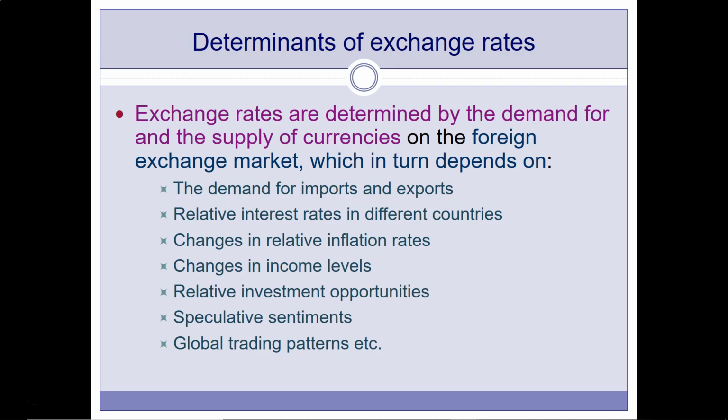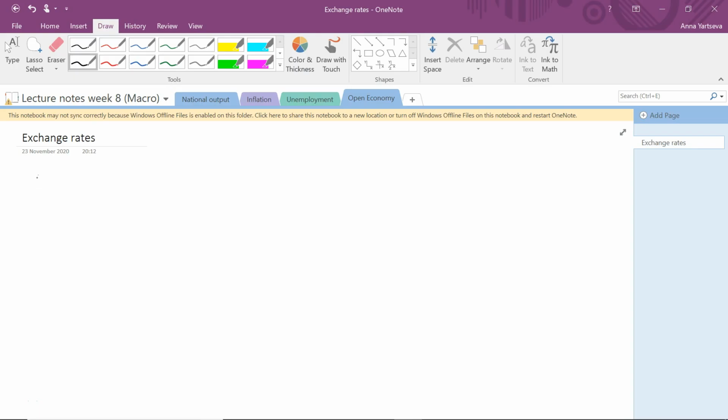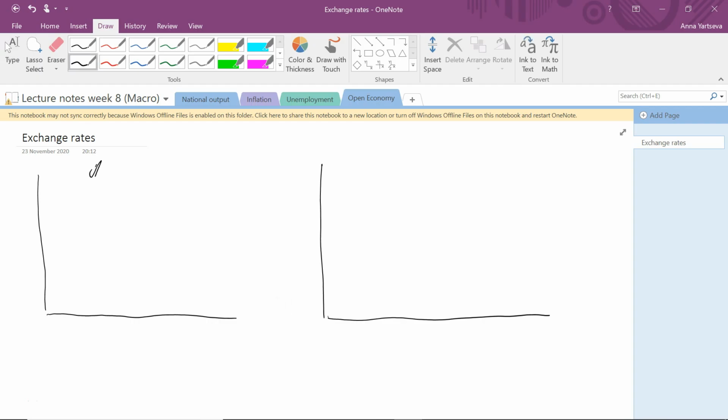So let's draw a very simple graph. Have a look. We can analyze exchange rates within the same demand and supply diagram which we have covered in the very beginning of this module. So let's analyze two markets: the market for pounds, for example British pounds, and the market for American dollars, another currency, and we will analyze the exchange rate of the pound against the dollar.